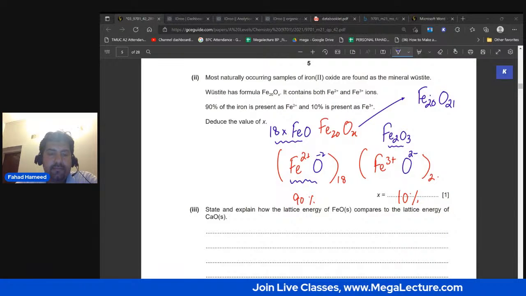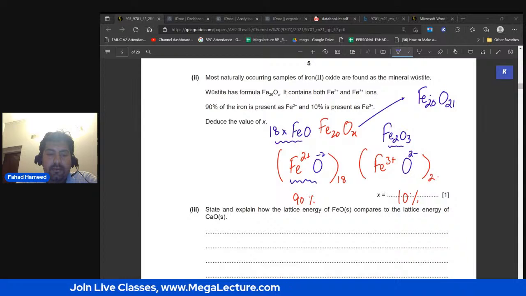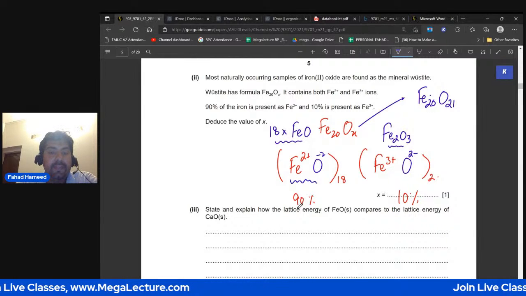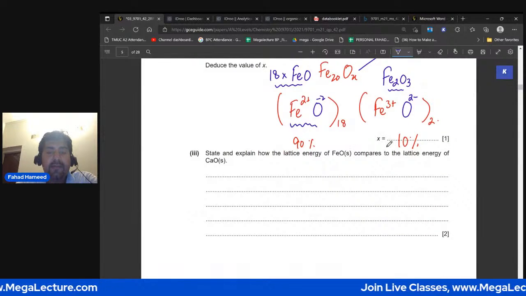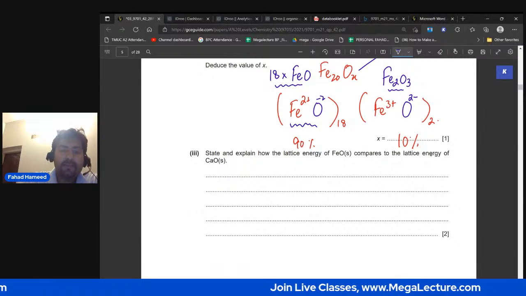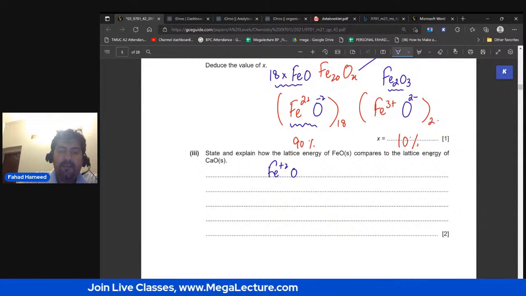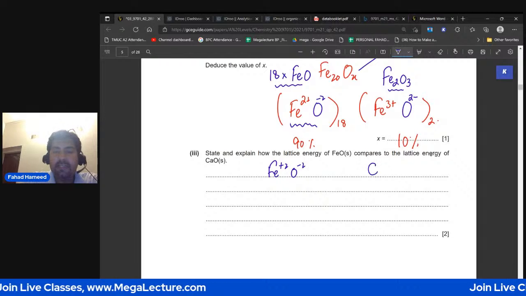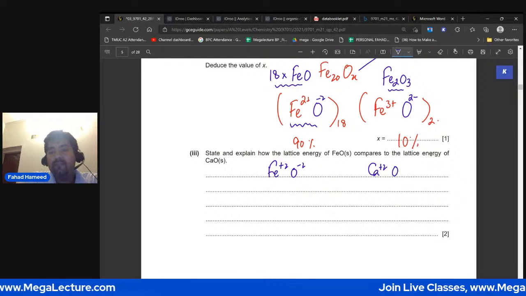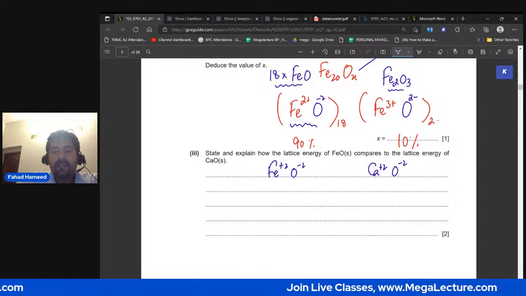So let's move to the next one, which is: explain why the lattice energy of FeO compares to the lattice energy of calcium oxide, and which lattice is stronger. Here's your FeO lattice and here's your calcium oxide lattice. The lattice energy depends on the strength of the ionic bond.